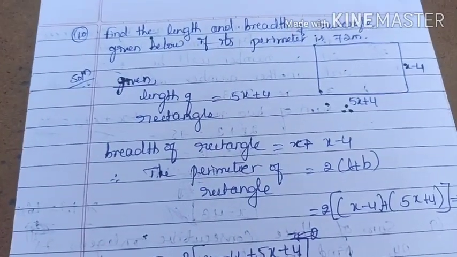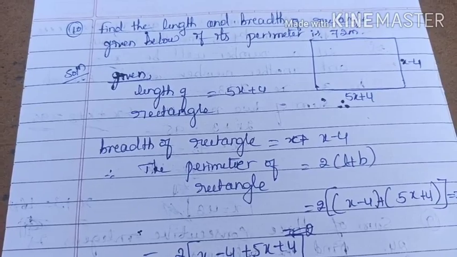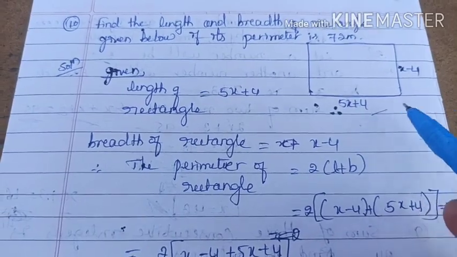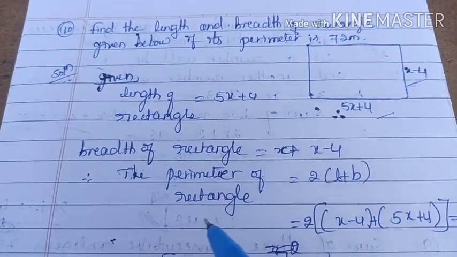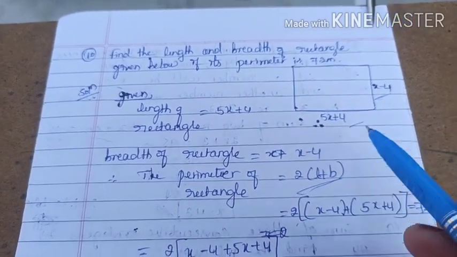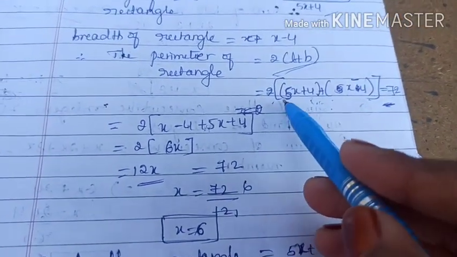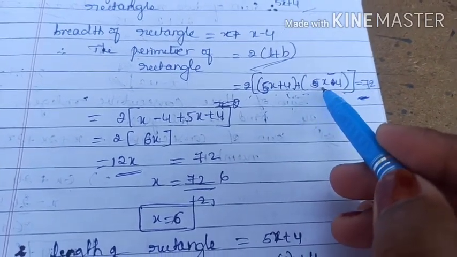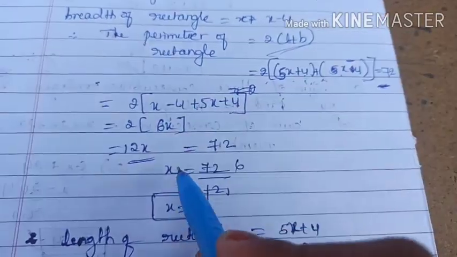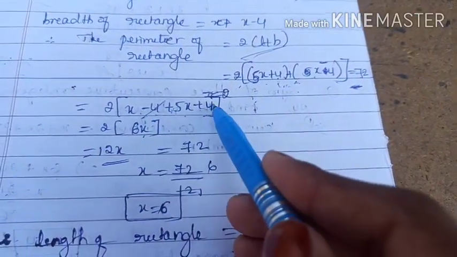The next problem. Find the length and breadth of the rectangle given below if its perimeter is equal to 72 meters. In the rectangle, they have given that the length is 5x plus 4 and the breadth is x minus 4. We know that the perimeter of a rectangle is equal to 2 of L plus B. 2 of L plus B is 5x plus 4 plus x minus 4, which is equal to 72. 5x plus 4 plus x, and plus into minus is minus 4. 2 of x plus 5x is 6x plus 4, and minus 4 will get cancelled.